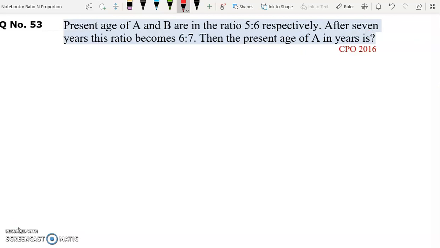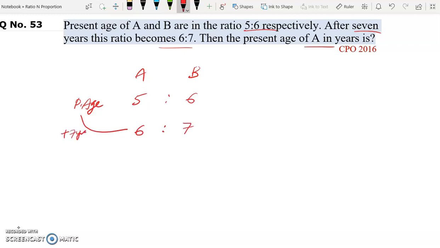Question number 53. Present age of A and B are in the ratio 5:6 respectively. After 7 years, this ratio becomes 6:7. Then the present age of A in years is. So in this question we have A and B, and the present age ratio is 5:6. After 7 years the ratio becomes 6:7. This is after 7 years.